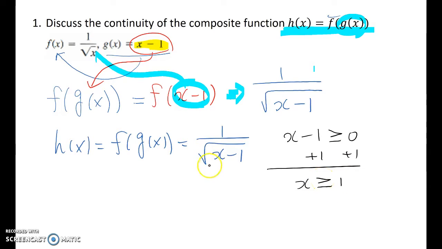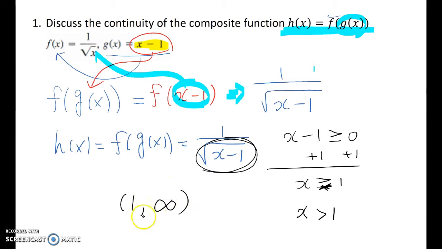Now, since it is in the denominator here, we need to avoid the case where it is 0. So in this case, if x equals 1, then it's going to be undefined. So we disregard the equal sign here. So x must be bigger than 1. Therefore, the answer must be the interval 1 to infinity. This function is continuous.